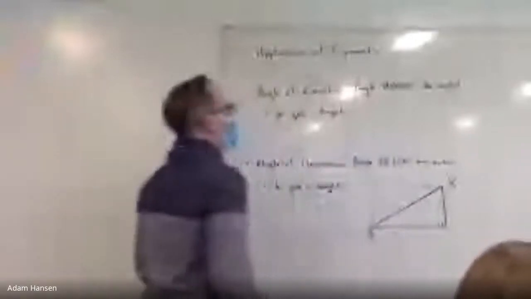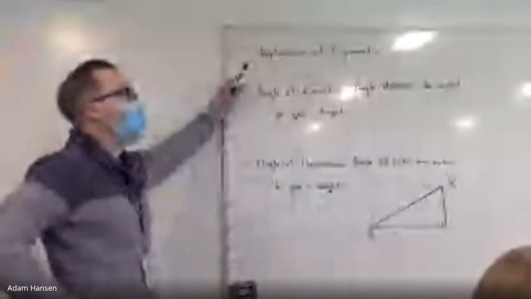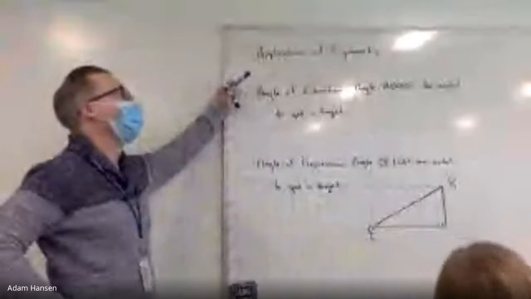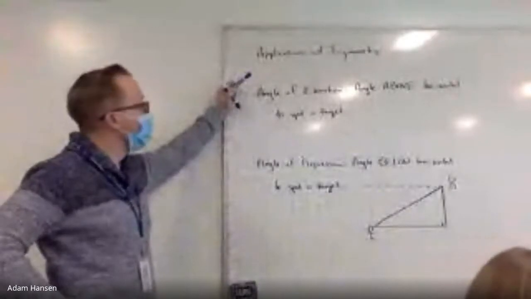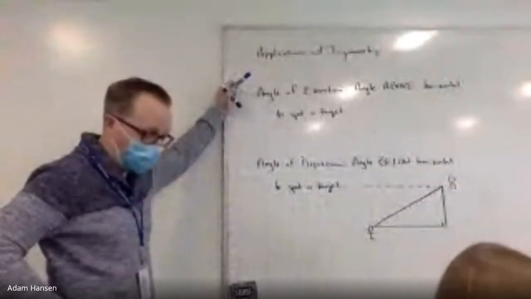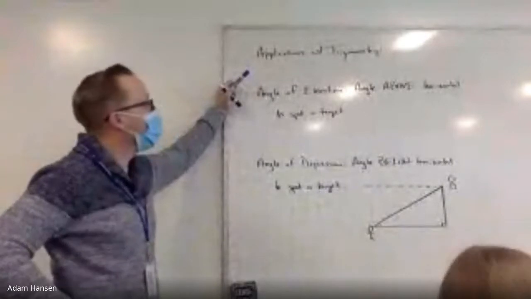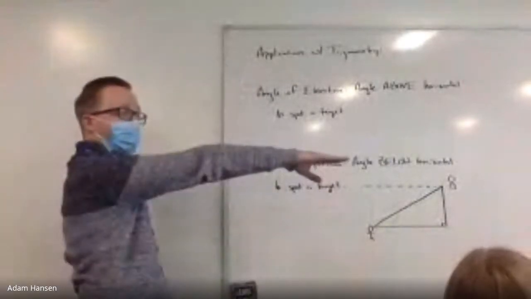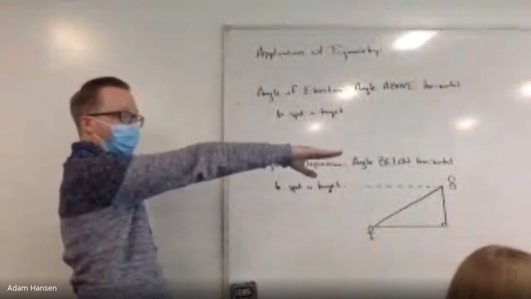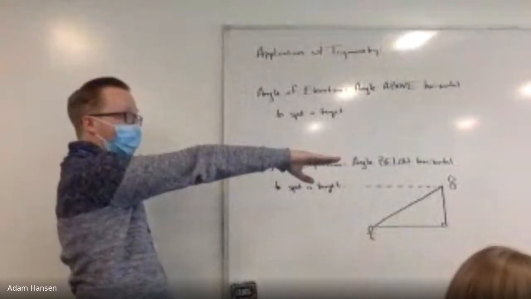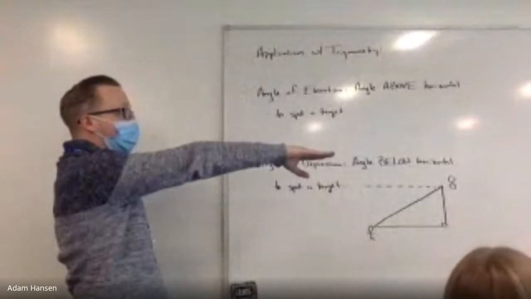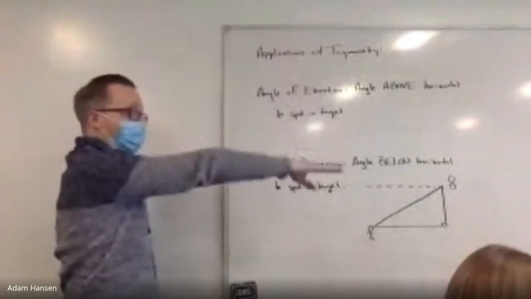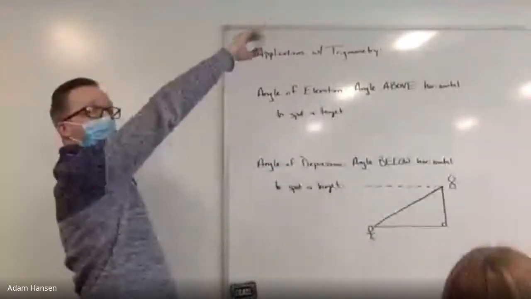So we're going to use and apply trig ratios when it comes to understanding angles of elevation and angles of depression. An angle of elevation is the angle above horizontal. So horizontal is running flat, right? Left and right. Horizontal is flat. The angle of elevation is the angle above horizontal, from the horizontal up to spot a target.